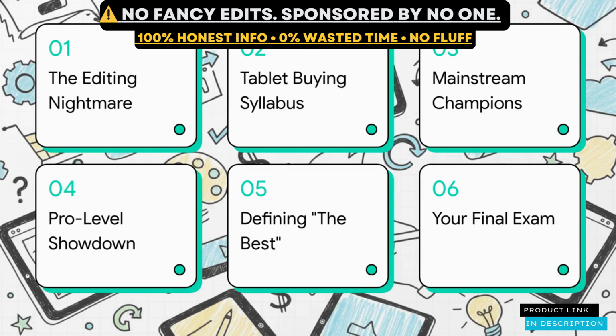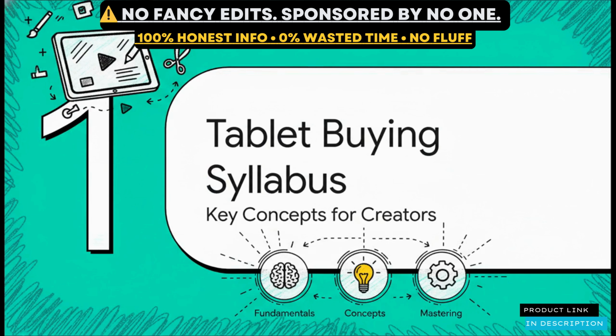Here's the game plan. We'll start by talking about that $800 nightmare so many of us have faced. Then, we're gonna go through a tablet buying syllabus to build a really solid foundation. After that, we'll get into the fun stuff, comparing the mainstream champions, watching a pro-level showdown, and then we'll really define what the best actually means before we wrap up with your final exam. Let's get into it. All right, class, settle in.